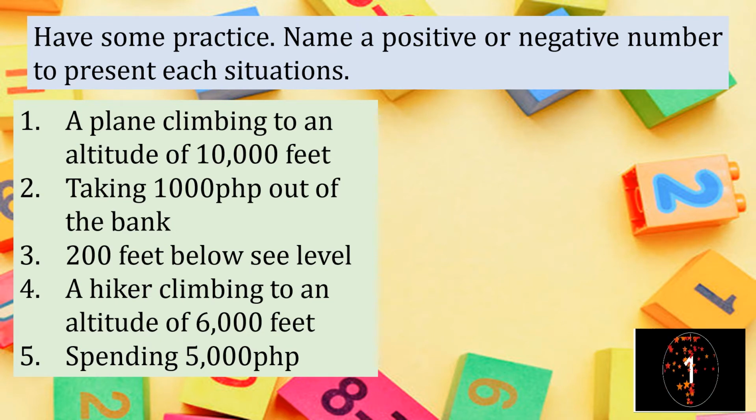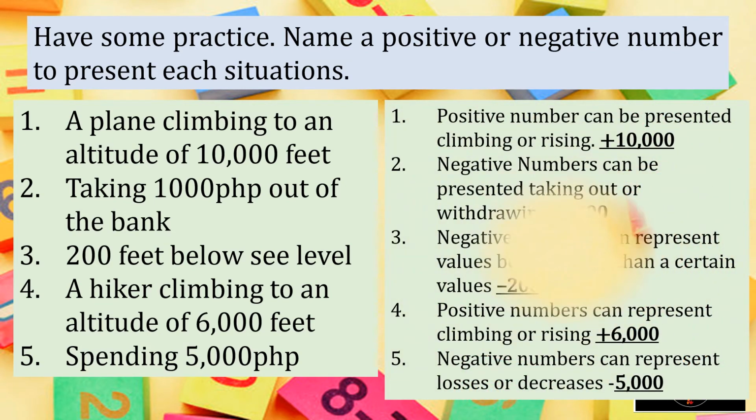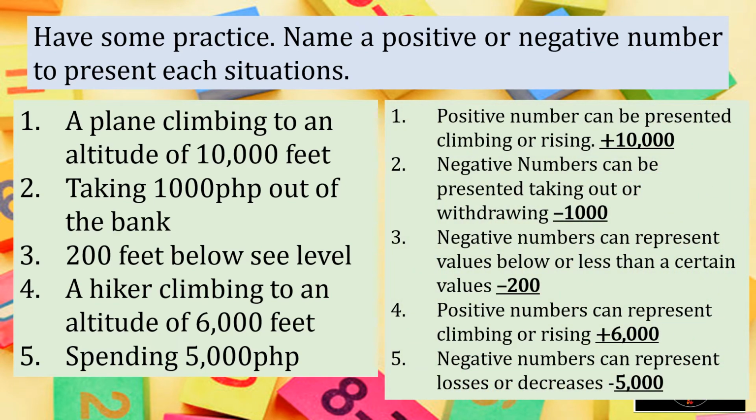Okay, so stop. So this is the answer. Number 1, positive numbers can be presented as climbing or rising. So number 1 is positive 10,000. Number 2, negative numbers can be presented as taking out or withdrawing. So negative 1,000 is the answer for number 2.